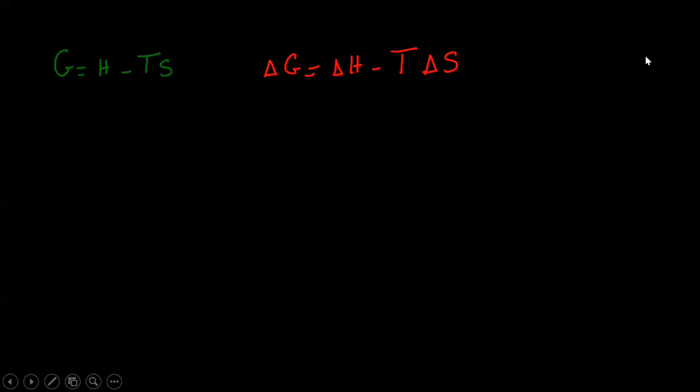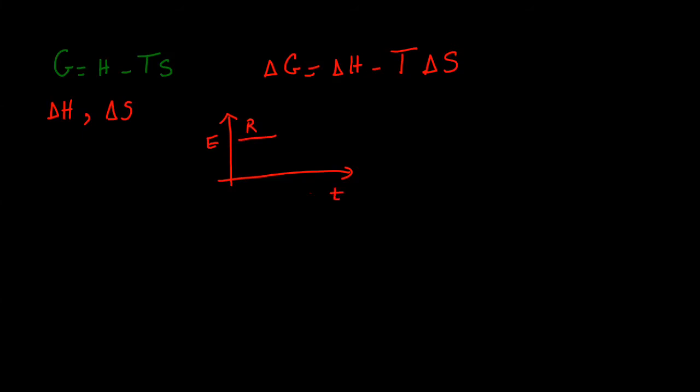We need to remember two things: any reaction has two drivers. These two drivers are delta H and delta S. But how do they affect which direction a reaction goes? We need to remember, if a system has less energy, it's more stable. For example, if I have this reactant, its energy, time for a reaction.